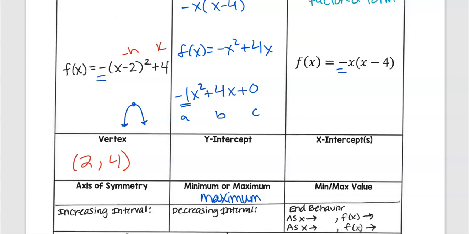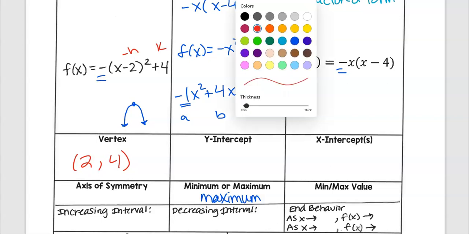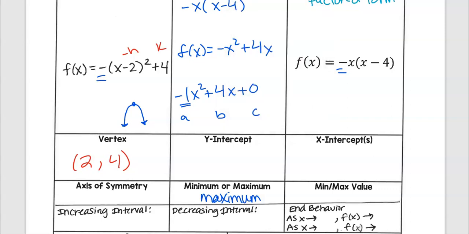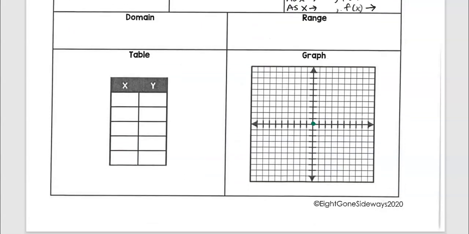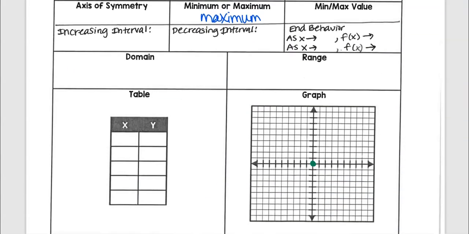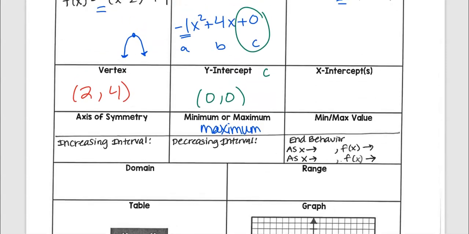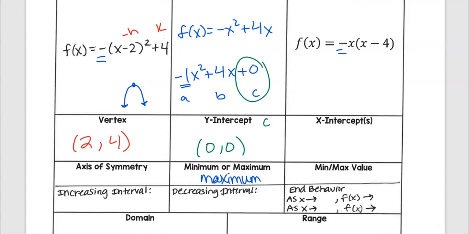Yep, what's our y-intercept going to be? 0. And how do we know this? Because it's what? Where did you find that? The C. Yeah, in standard form, it was our C value. So our y-intercept is going to be 0, 0. Ooh, what special point is that? The origin. So we know it's going to cross through right there. Isn't that nice? All right, my x-intercepts.